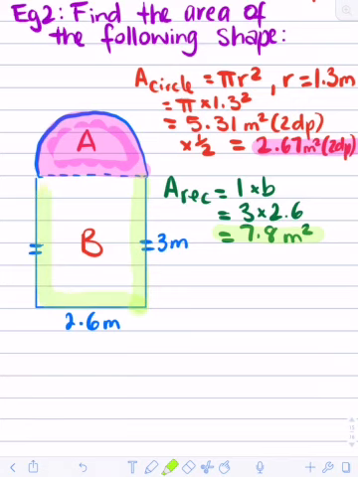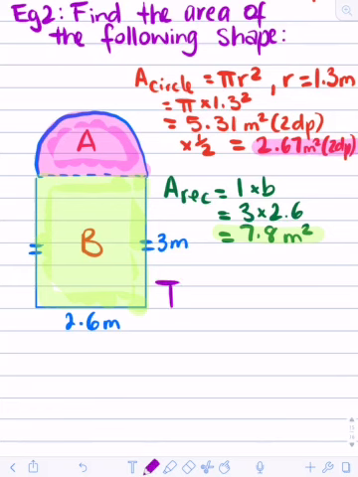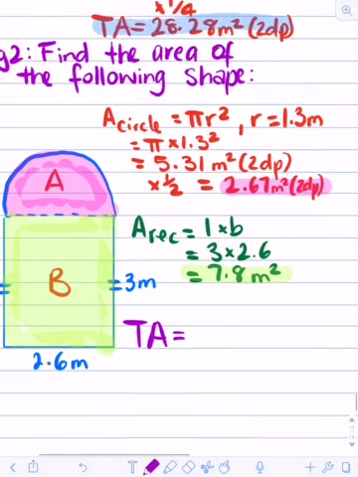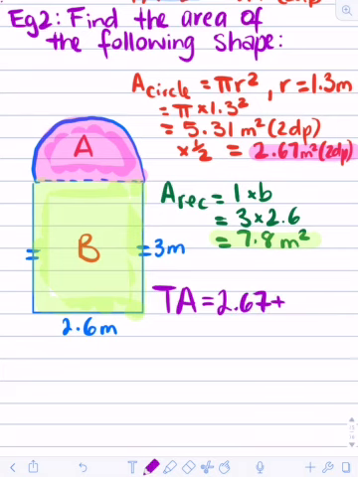So my total area is going to be the pink highlighted section plus the green highlighted section. So total area equals the pink highlighted section, which is 2.67, plus the green highlighted section, which is 7.8. 2.67 plus 7.8 equals 10.47 meters squared. Do not forget your units. I haven't rounded off there, so that is my final answer there.